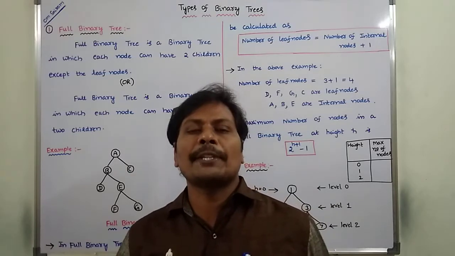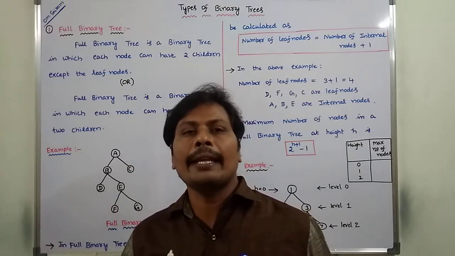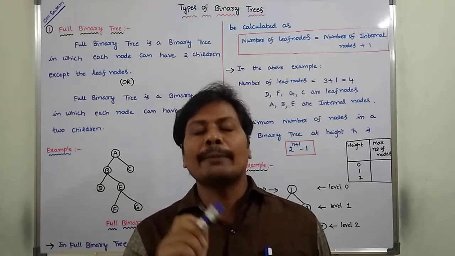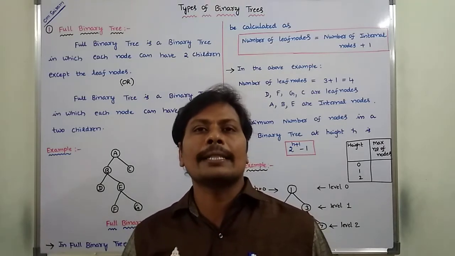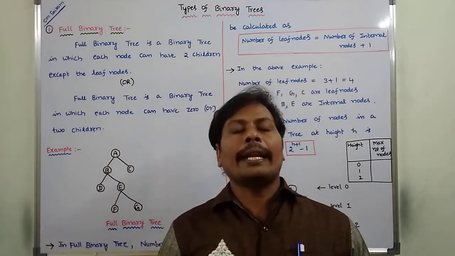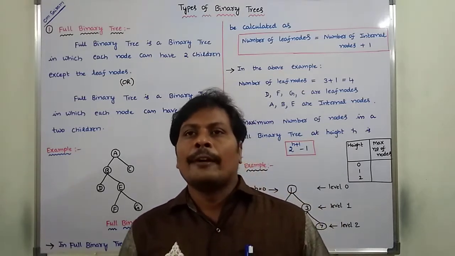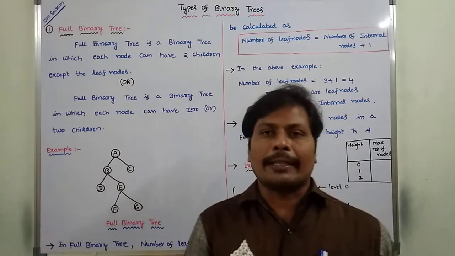There are four types of binary trees. First one is full binary tree. Second one is complete binary tree. Third one is degenerated binary tree. And fourth one is perfect binary tree. First one is full binary tree.